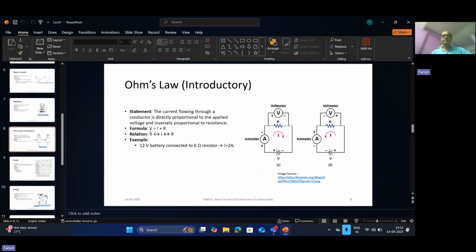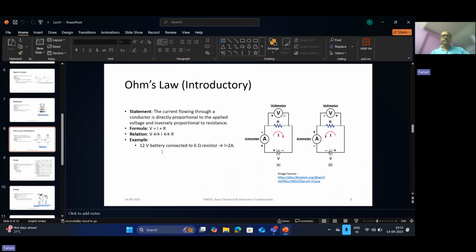The relation between V, I and R is expressed by V equal to IR. From this equation, we can find I equal to V by R, as well as R equal to V by I.